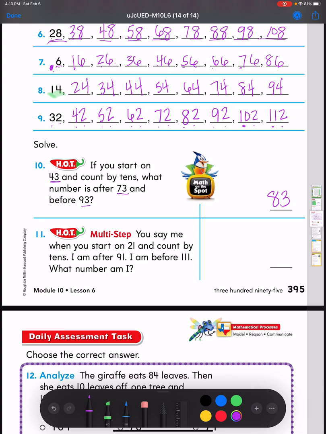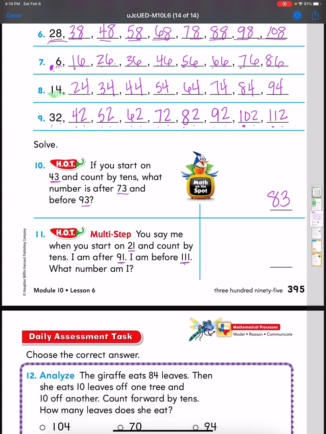So this is a riddle. You say me when you start on 21 and count by tens. I'm after 91. I am before 111. What number am I? So we're going to count. We're going to start at 21. And it says this number is after 91, but before 111. So I know it's going to be somewhere between 91 and 111.